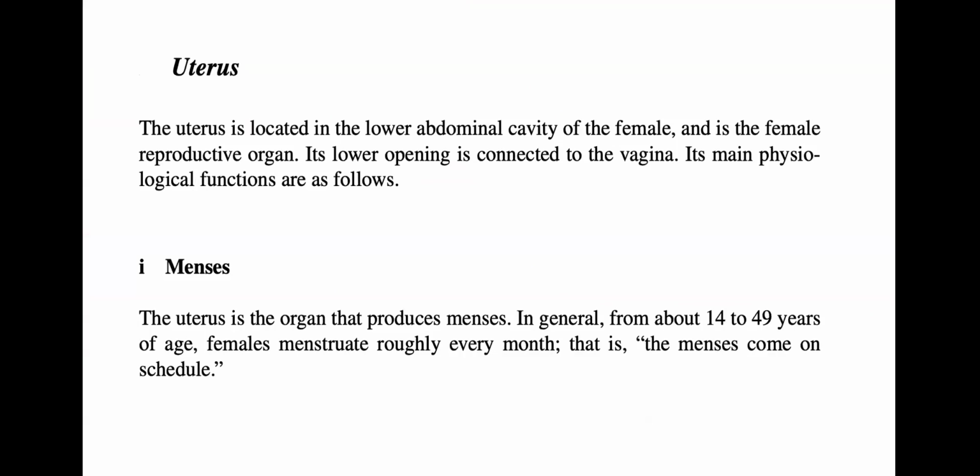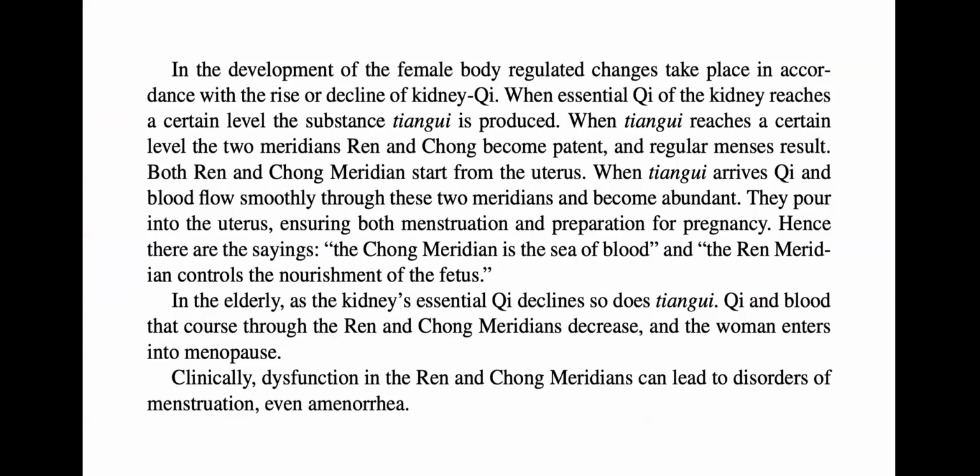The first one is menses. The uterus is the organ that produces menses. In general, from about 14 to 49 years of age, females menstruate roughly every month. That is, the menses come on schedule. In the development of the female body, regulated changes take place in accordance with the rise or decline of kidney qi. When essential qi of the kidney reaches a certain level, the substance tiangui is produced. When tiangui reaches a certain level, the two meridians Ren and Chong become patent, and regular menses result.